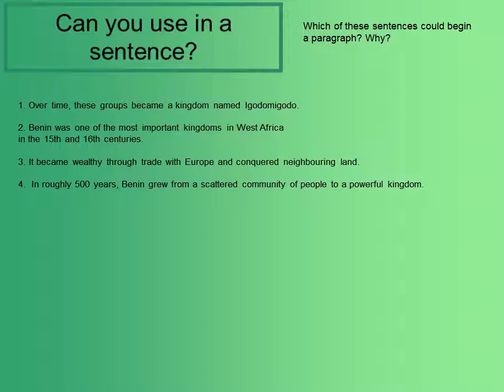And sentence 4, in roughly 500 years, Benin grew from a scattered community of people to a powerful kingdom. That makes sense. That could be a paragraph all by itself. That could be the start of a paragraph.